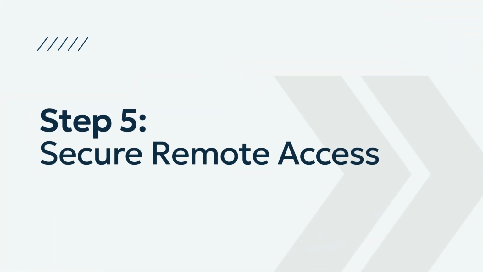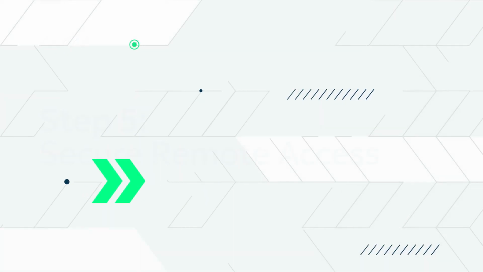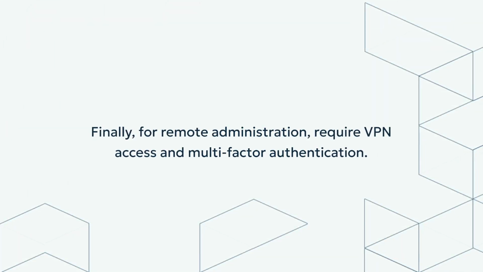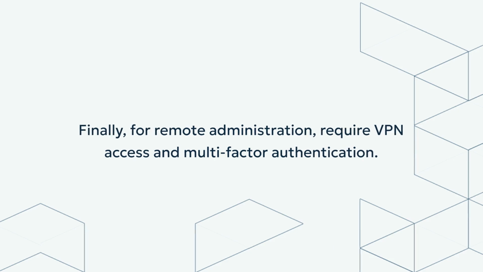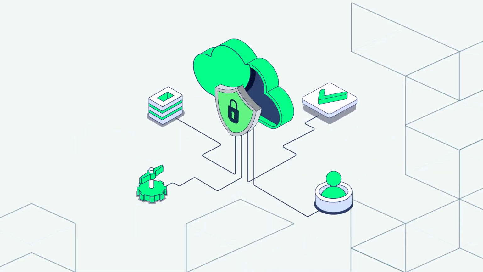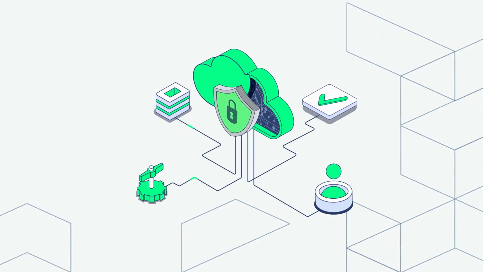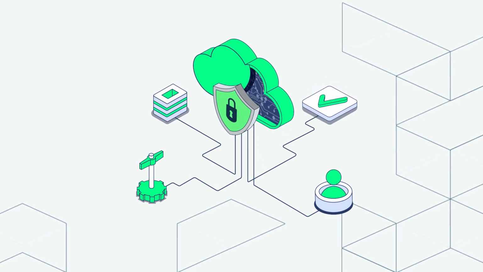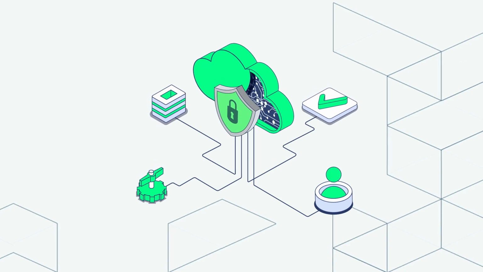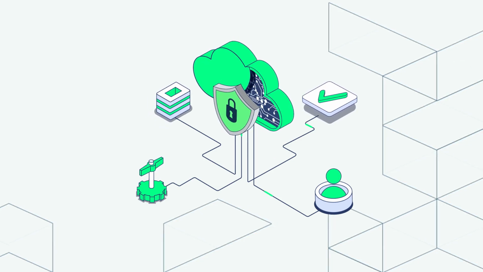Step 5. Secure remote access. Finally, for remote administration, require VPN access and multi-factor authentication. Restrict RDP access to trusted networks and enforce inbound firewall rules that allow connections only from approved sources or networks. This ensures all privileged access is authenticated, encrypted, and auditable.